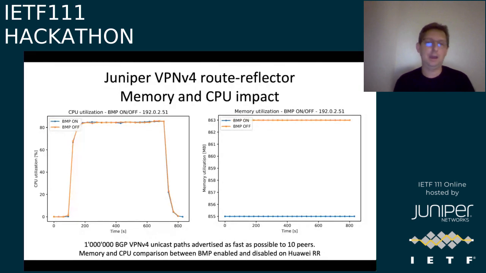Since we were measuring the end-to-end delay across the route reflector, this is on the Juniper router. We can see how much the impact is when we turn BMP off or on at the central route reflector, what impact it has on the remote routers, and there is virtually no difference in terms of memory and CPU.